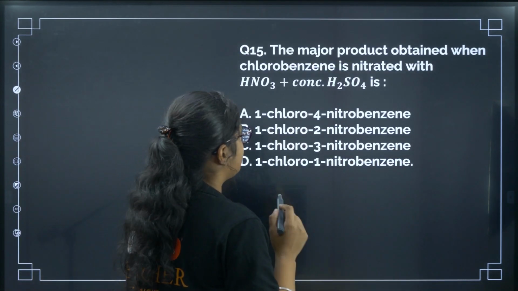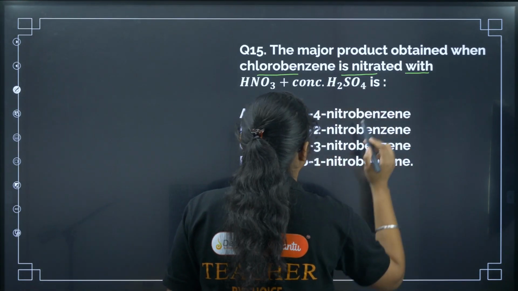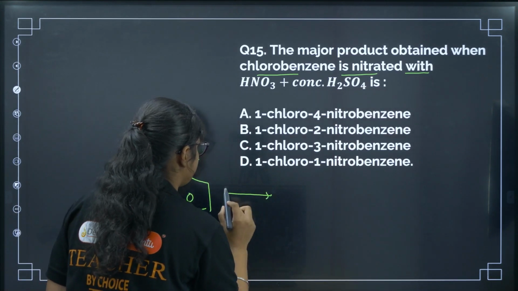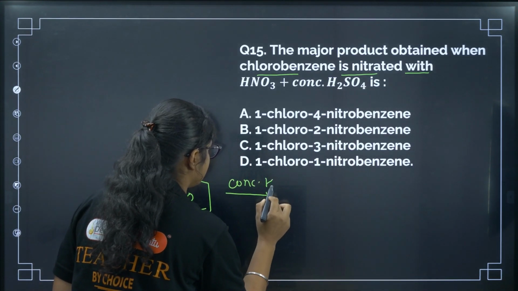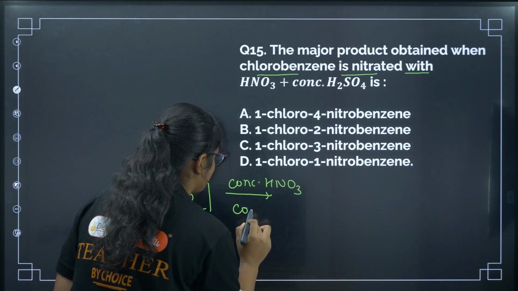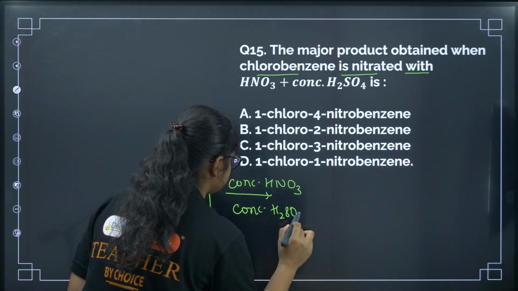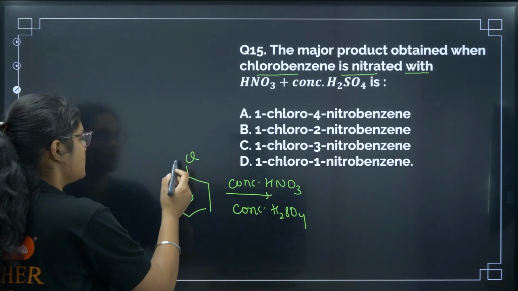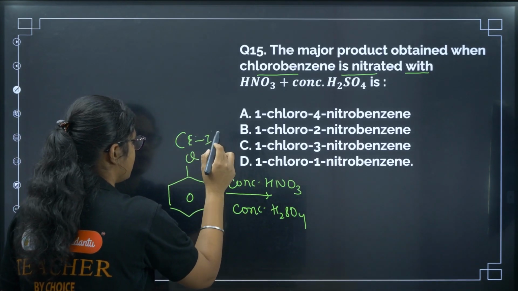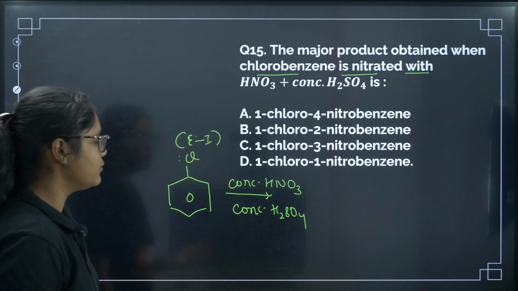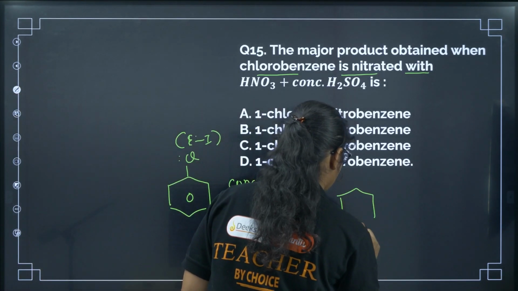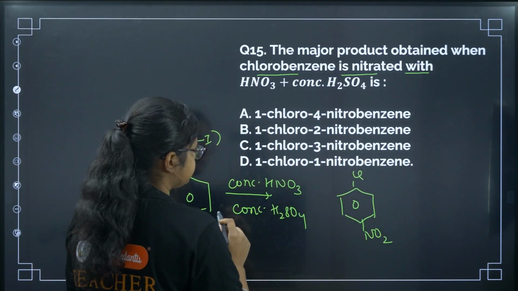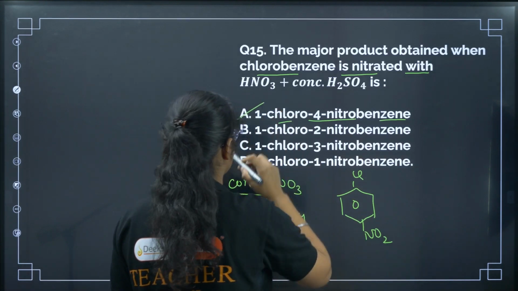Now next question, the major product obtained when chlorobenzene is nitrated with. So if we have chlorobenzene and then you do nitration in presence of concentrated HNO3 and concentrated H2SO4, in that case what happens? It is an ortho-para directing group. Although it has a minus I effect, it has a lone pair, so it is an ortho-para directing group. So para-nitrobenzene will be the major product. We will get chlorine here and nitro here, so we will have 4-nitro-1-chlorobenzene, that is option number A.